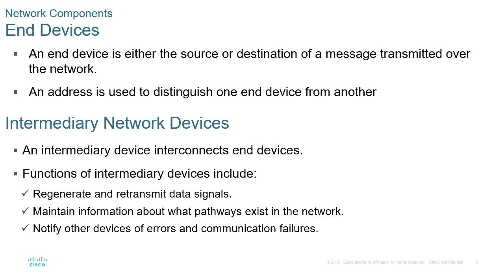The functions of the intermediate devices include regeneration and retransmission of data signals. They also maintain information about pathways that exist in the network, that is, the routing information. They also notify other devices of errors and communication failures in the network.